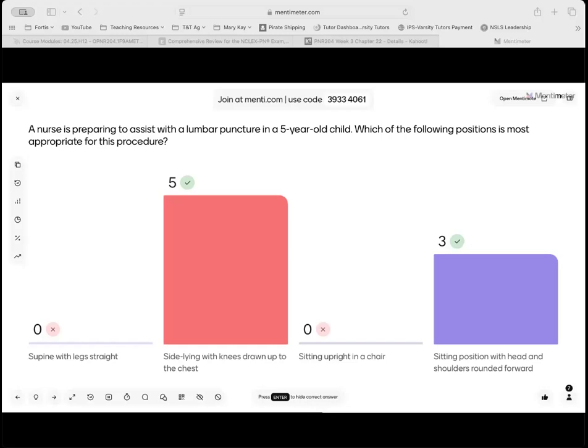So depending on how cooperative your 5-year-old is going to kind of dictate which of those positions that you use. So we can't have them move at all during that procedure. So we want to make sure that we have really good control of them.